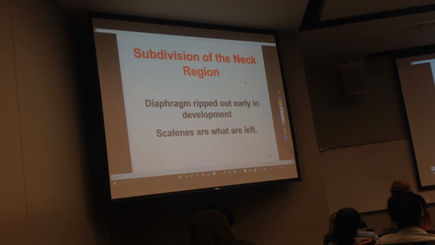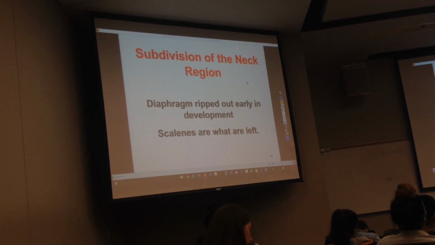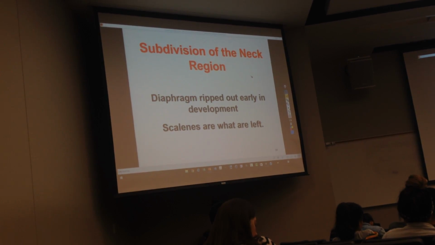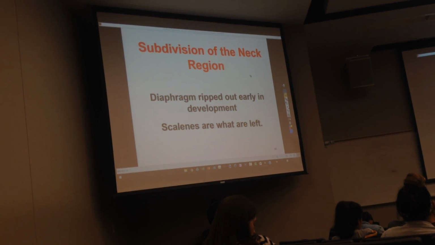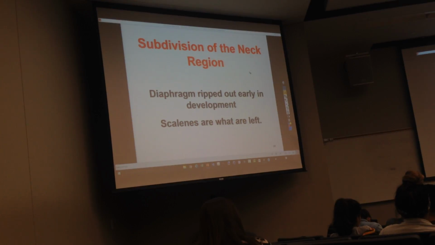Now, the other thing: scalenes. There are these funny little strap-like muscles coming from your ribs and going up into your neck. That's basically all that's left of the cervical hypaxial musculature, the scalenes. So you'll really only see scalenes if you're actually doing a dissection on these.